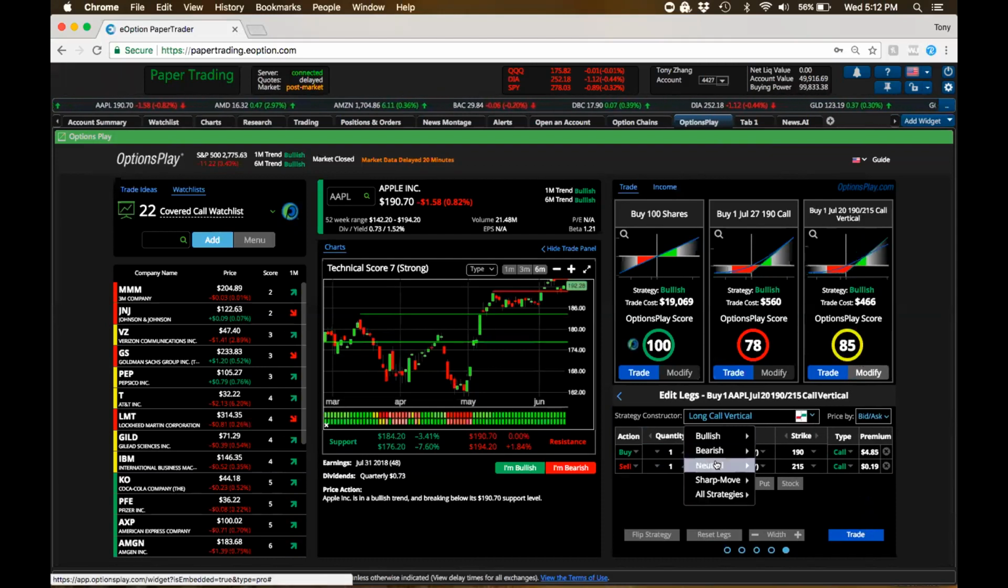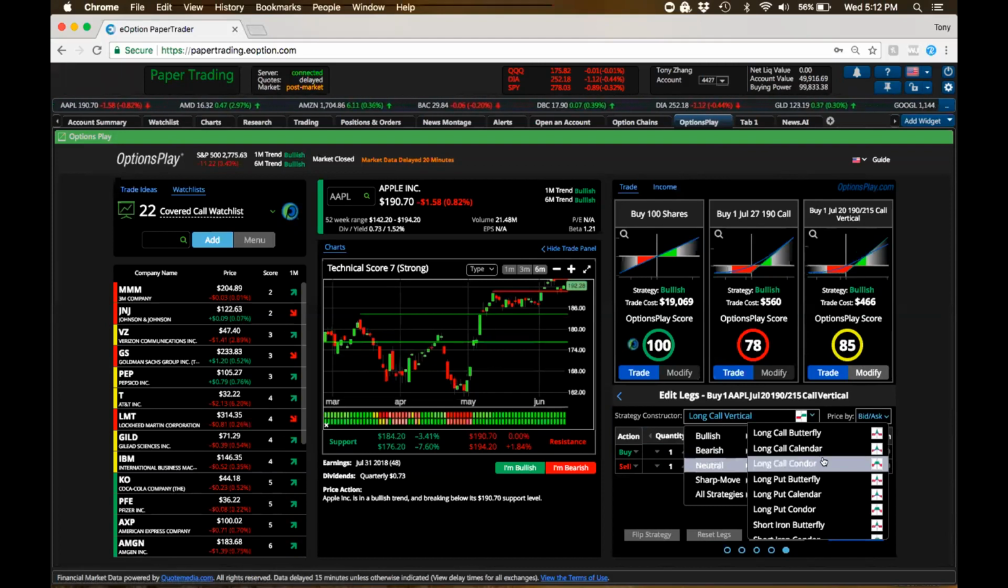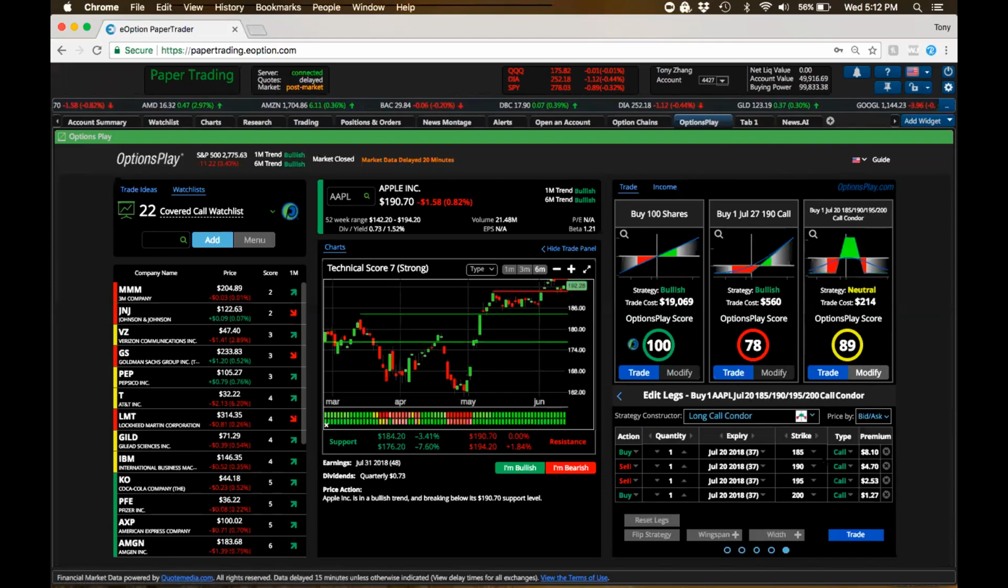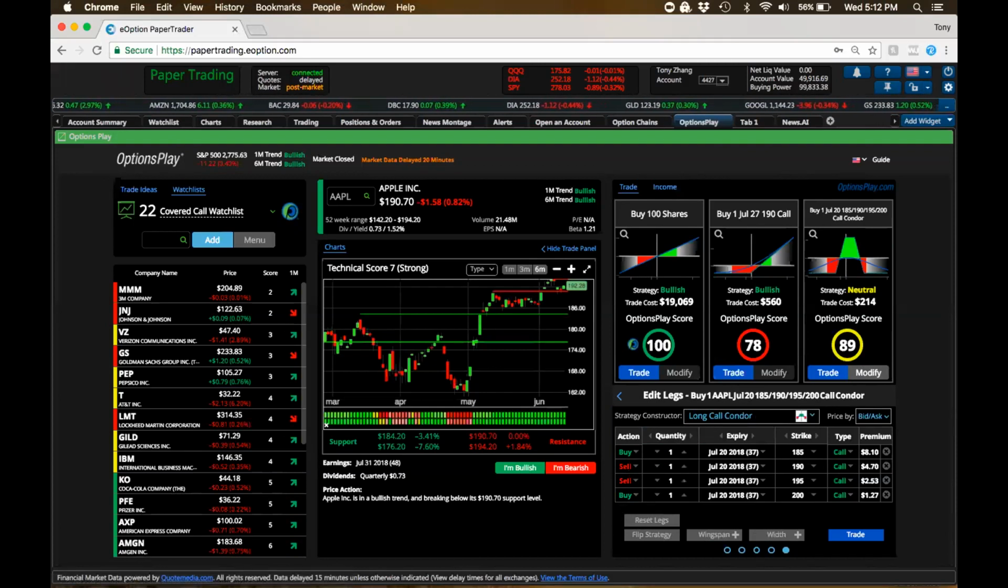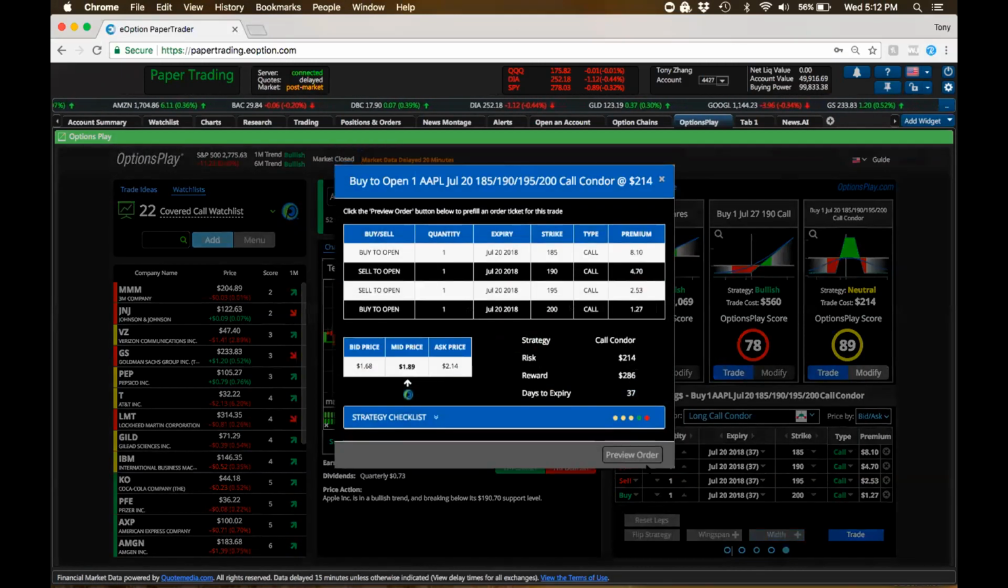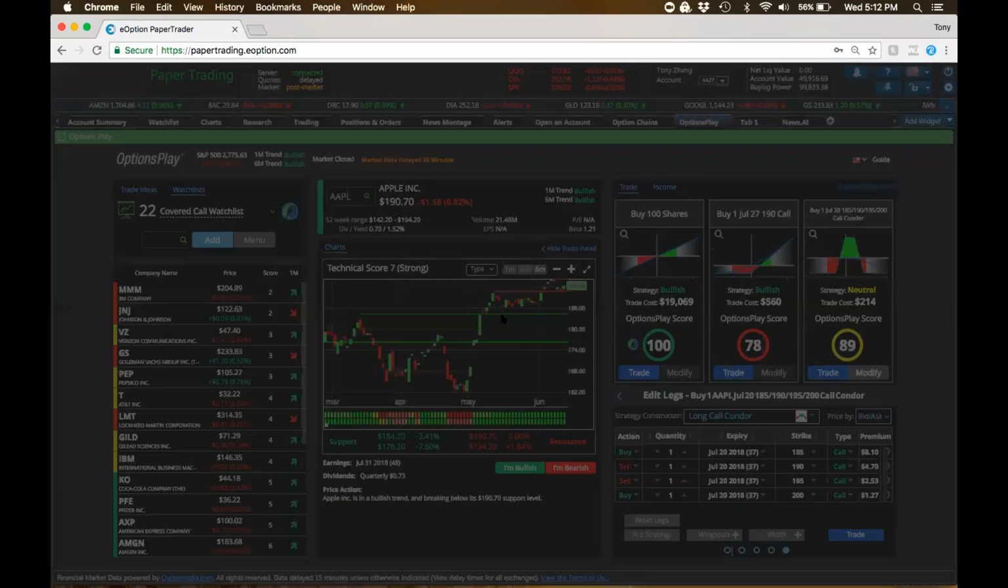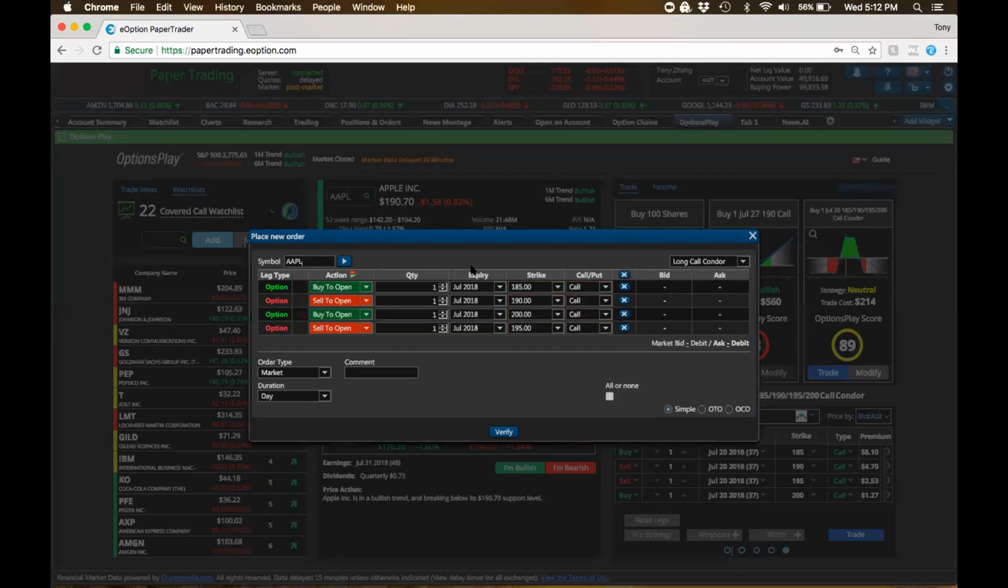vertical, or let's look at the condor since you brought this up. Let's say you want to trade this call condor. Once you've created this strategy in our platform, which you can do just by the click of a mouse using our strategy constructor, all you have to do is click on the trade button, hit the preview order, and everything's pre-filled for you. So that's why I'm telling you to use OptionsPlay.